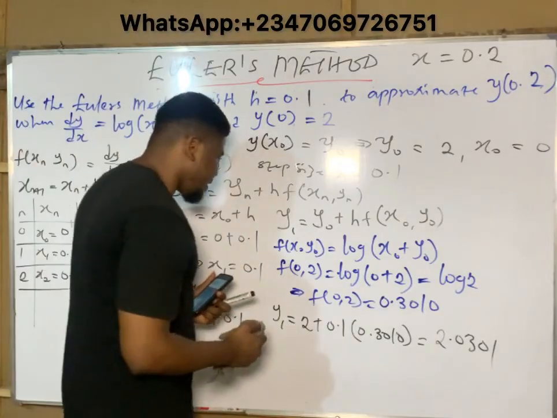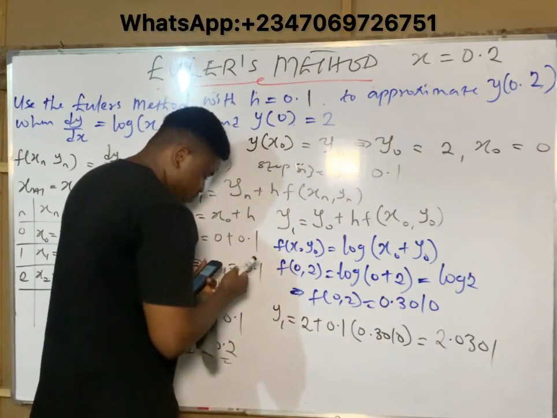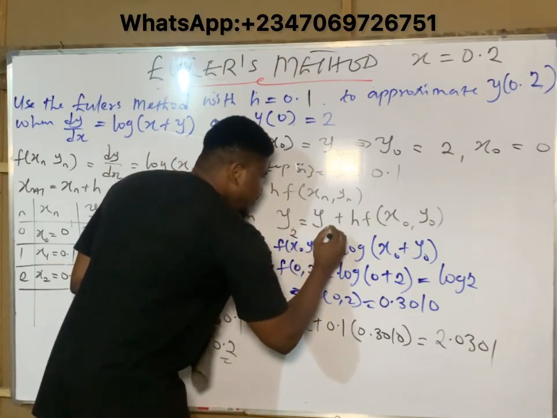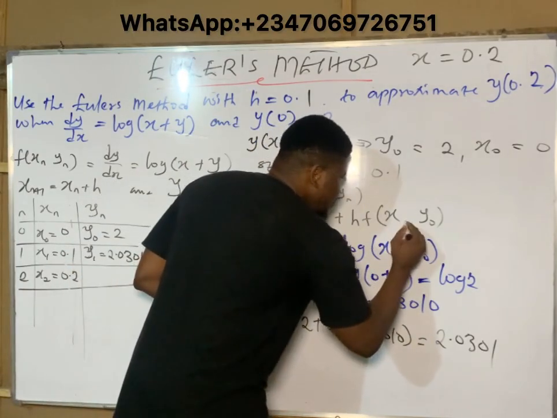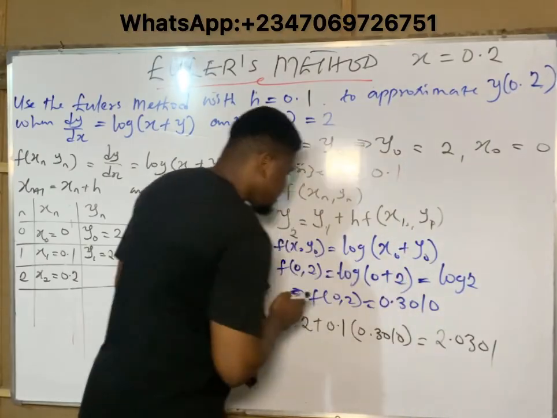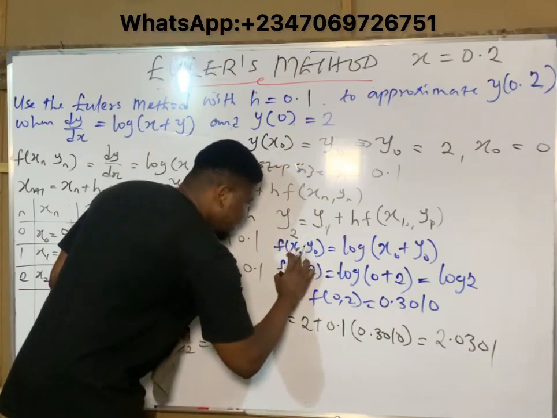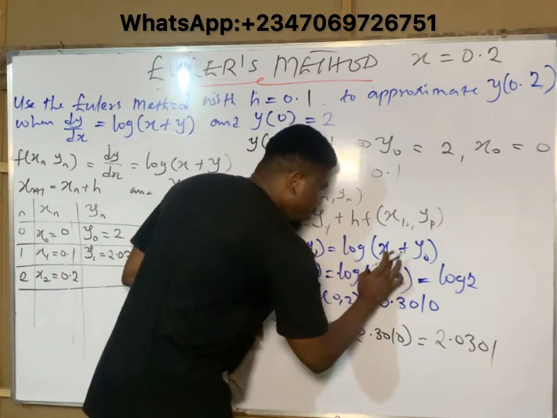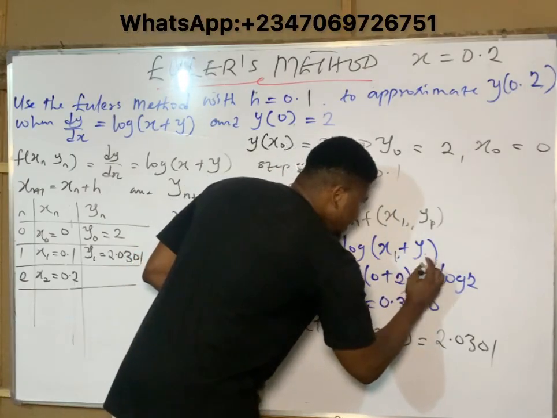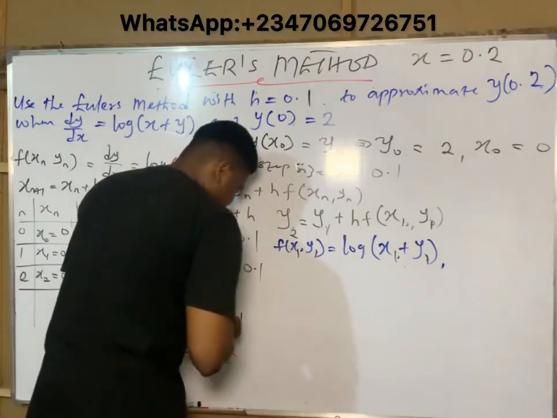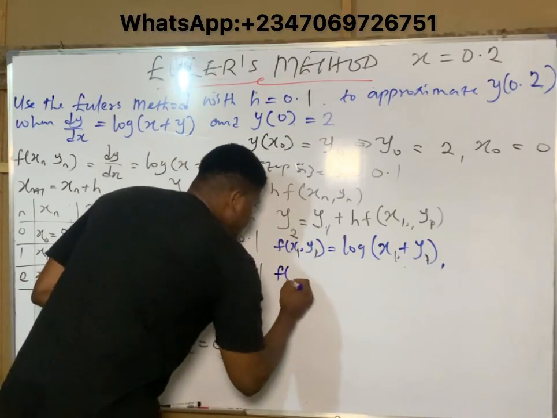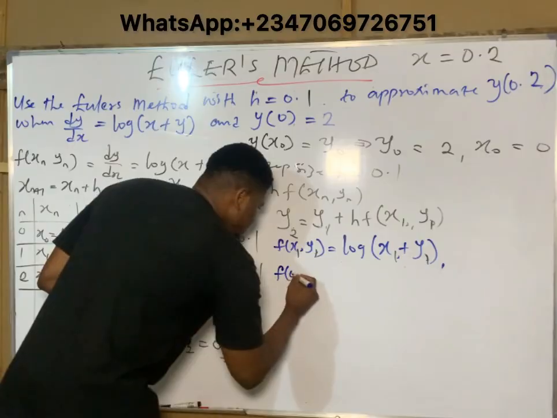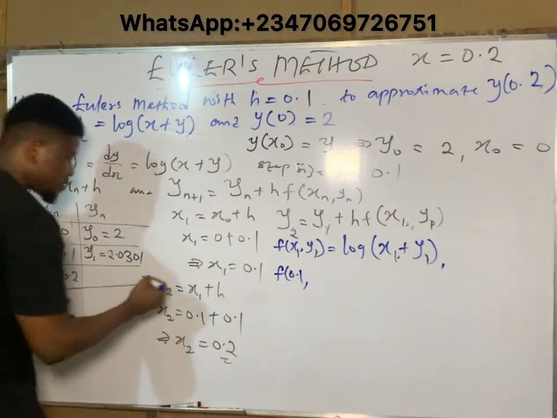Okay, so we fall back here now. Now we are looking for y2. So in place of y1, this is now y2, and in place of y0, this is now y1. So in place of x0, this is now x1, and this is y1. So we're now evaluating the function at x1, y1, which is 0.1 and 2.0301. So this is now going to be log x1 plus y1. So this becomes f of x1. We have the value of x1 to be 0.1. So f of 0.1, comma, y1 gave us 2.0301.